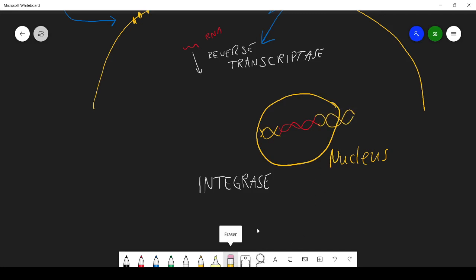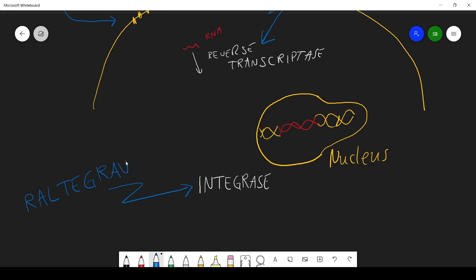Right. So we can stop it coming out of the nucleus. What we can do, of course, is to inhibit the integrase. And this is what raltegravir does.